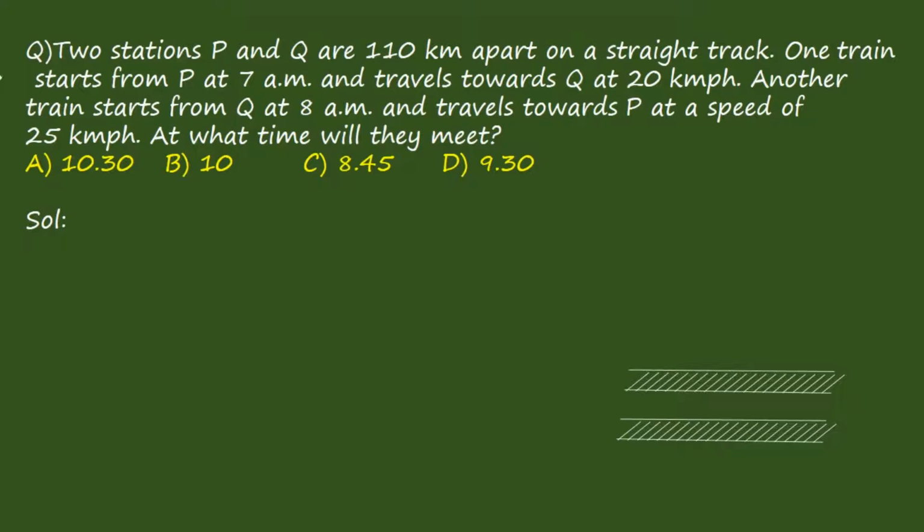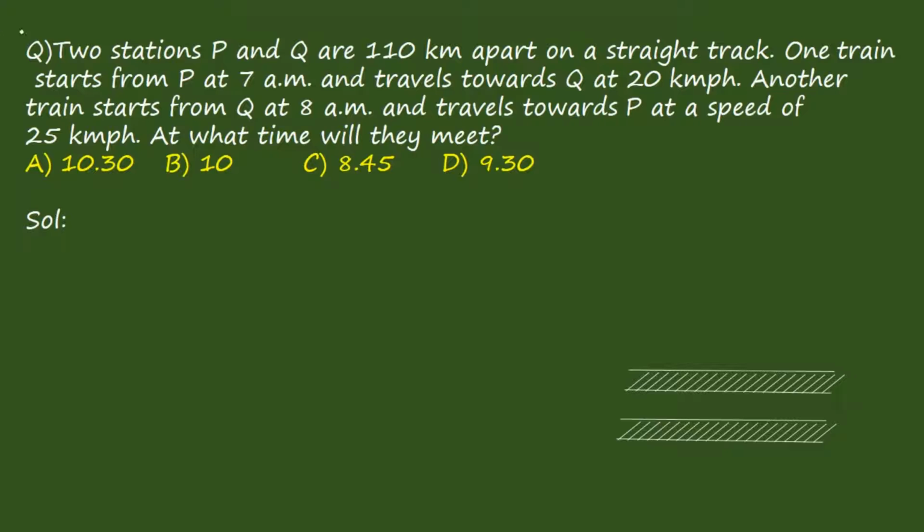Now coming to the next question. Two stations P and Q are 110 kilometers apart on a straight track. One train starts from P at 7 a.m. and travels to Q at 20 kilometers per hour. Another train starts from Q at 8 a.m. and travels to P at a speed of 25 kilometers per hour. At what time will they meet?